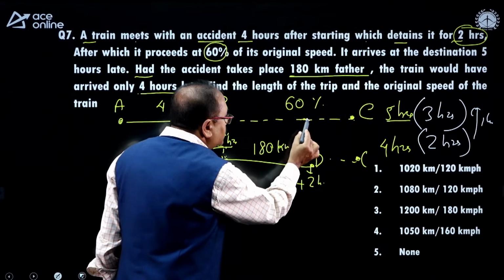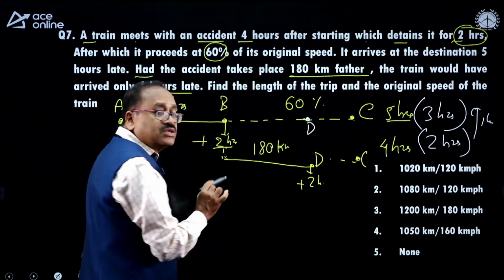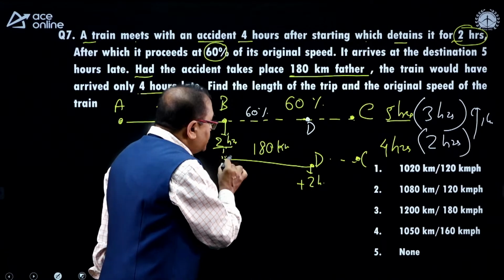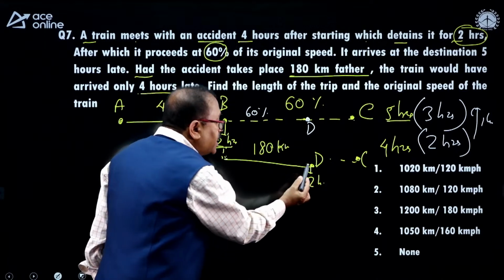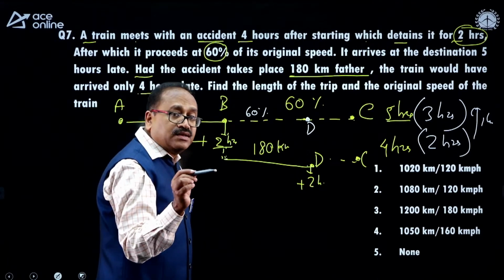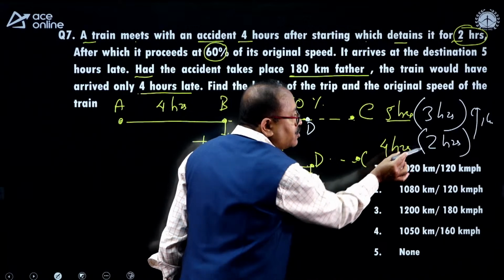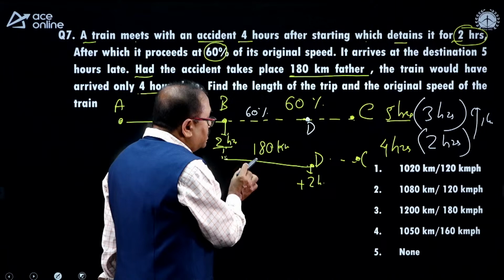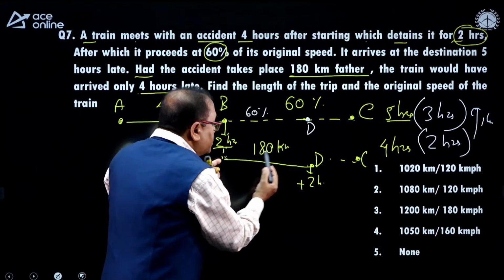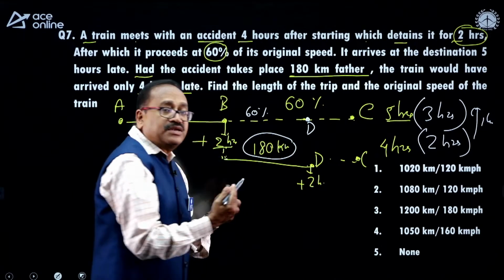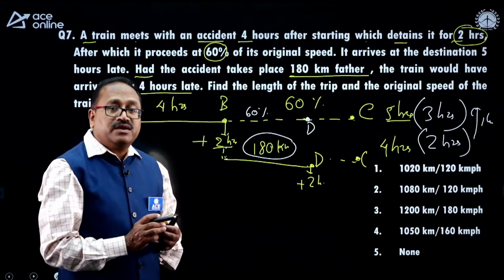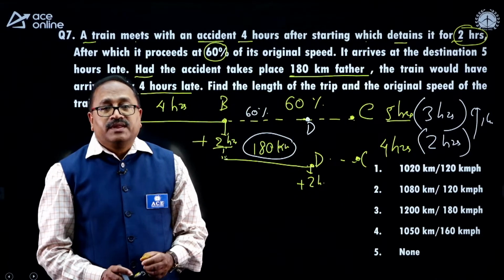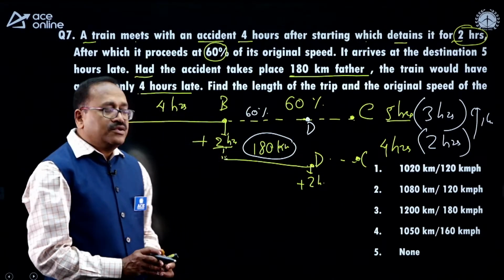Because earlier this distance, up to point D, they travelled with 60% of the speed. But in the second case, it travelled with the original speed because the accident took place at point D in that case. So, it would have been only 2 hours late. That means 1 hour is saved. The difference between 100% of the speed for this 180 kilometer and 60% of the speed for the same 180 kilometer, the time saving is 1 hour. This is the core part of the solution here.